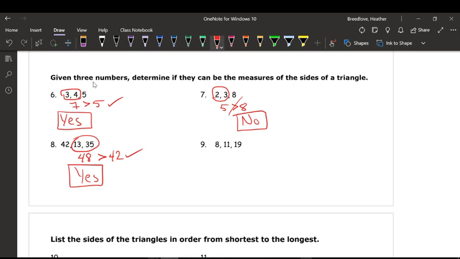Number 9, 8, 11, 19. So if I add together 8 plus 11, that's 19. Is 19 greater than 19? No, it is not. They are equal, so I cannot make a triangle.